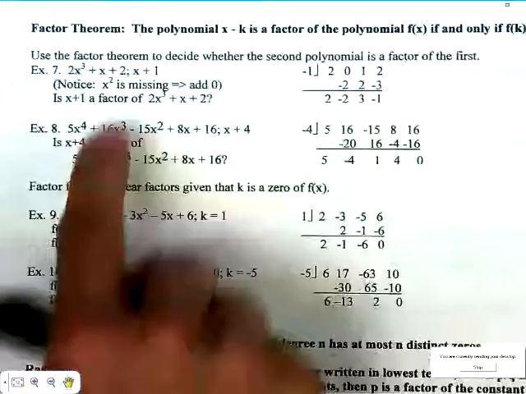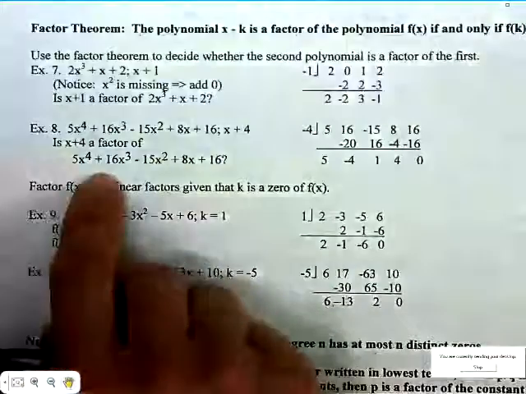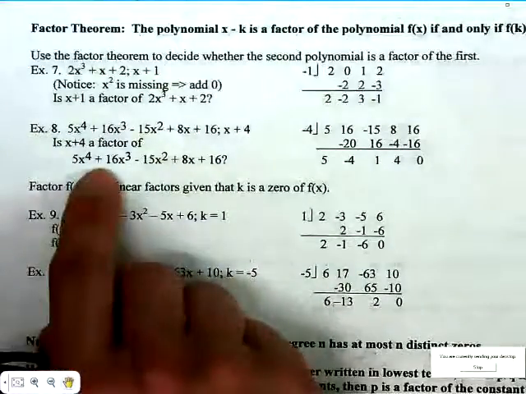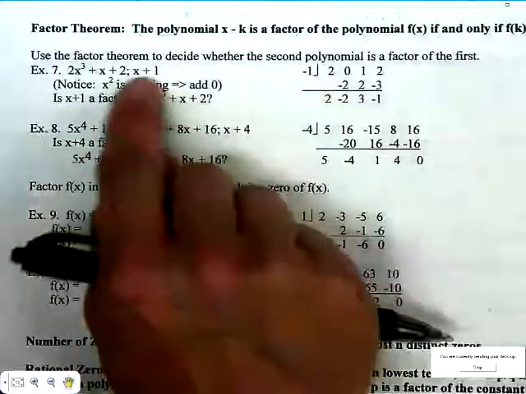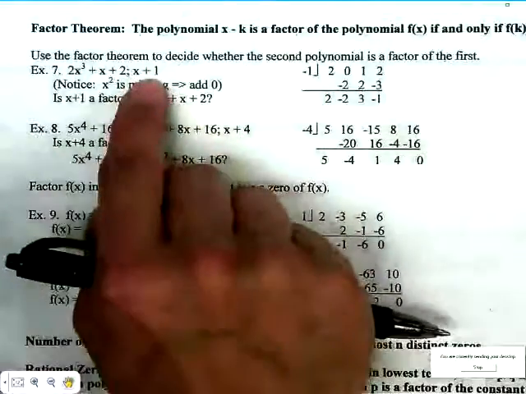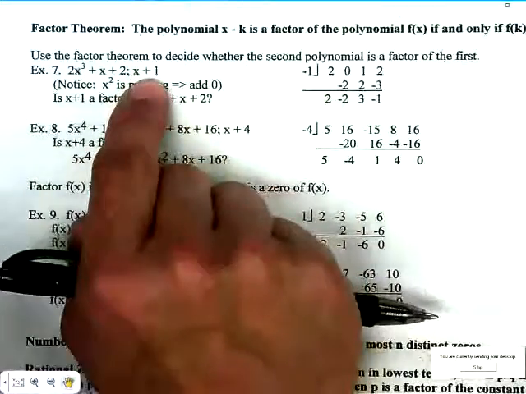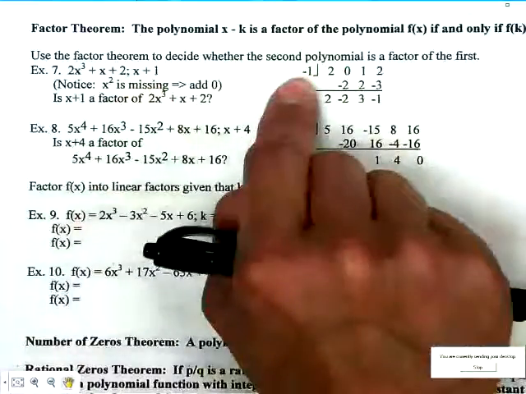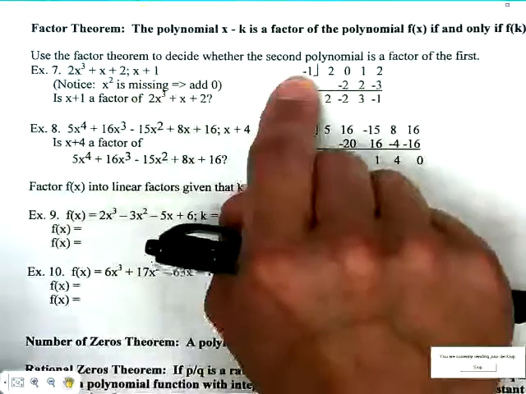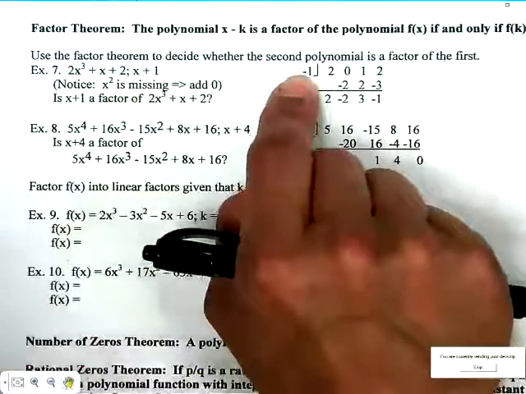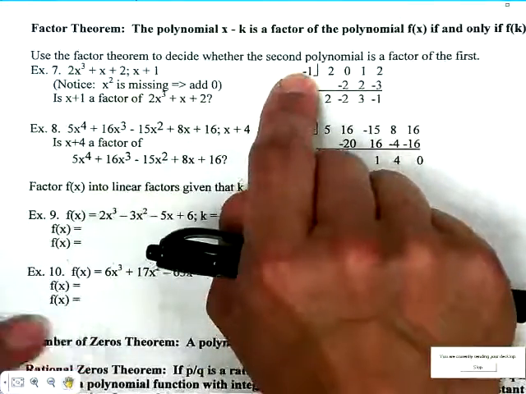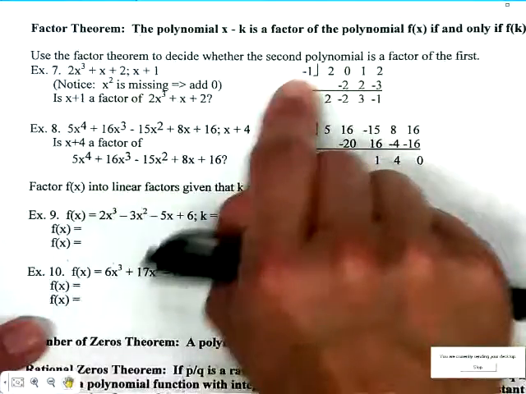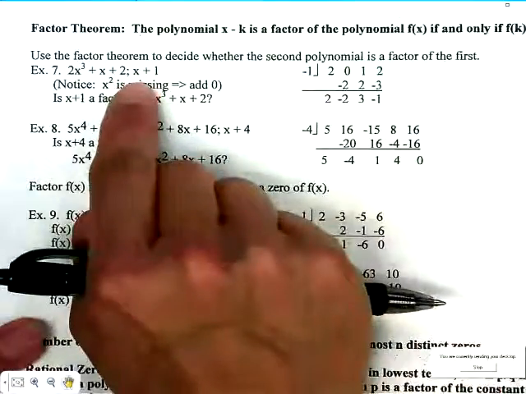So number 7 and 8 say use the factor theorem to determine whether the second polynomial is a factor of the first. Now, notice I wasn't given a value of k here. I'm given the divisor. I'm given x plus 1, and that's why I have a negative 1 in the box. If you ask me what is k, I would say negative 1. K is whatever's in the box. X minus negative 1 is the same as x plus 1.